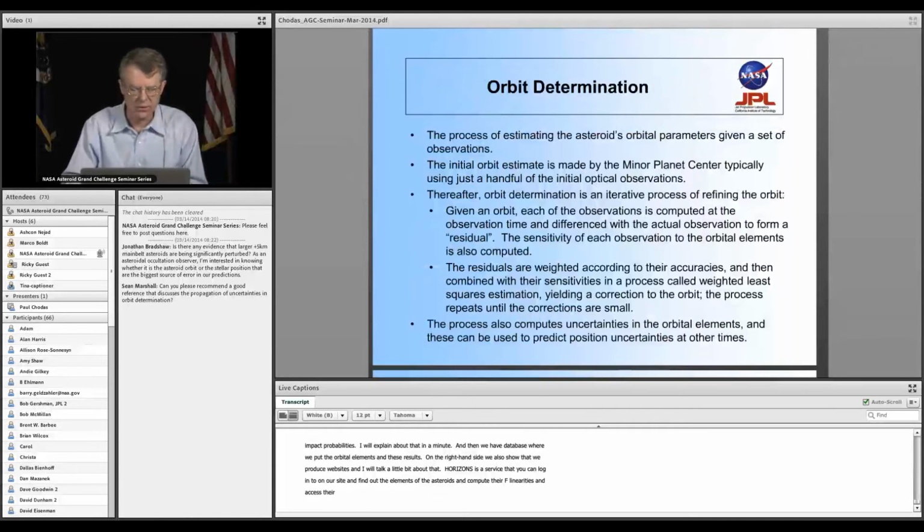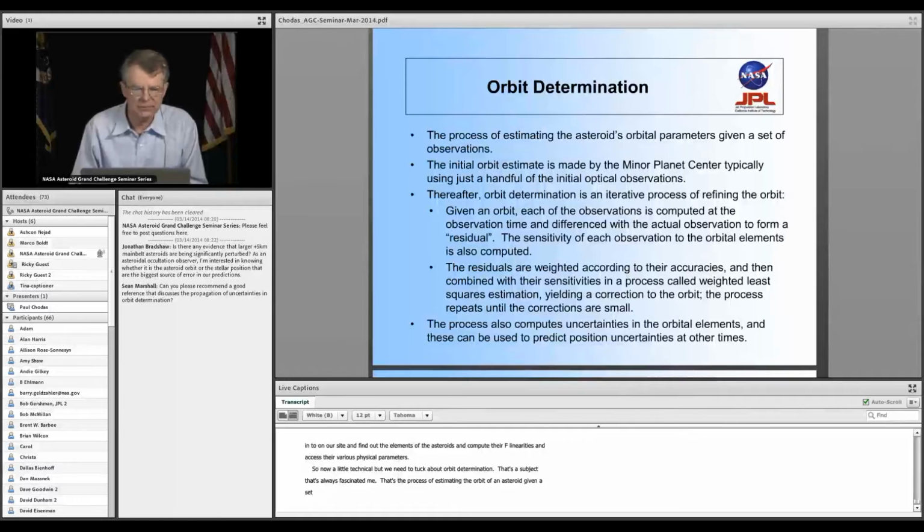And flight projects are also very interested in our products. So now, a little technical, but we need to talk about orbit determination. That's a subject that's always fascinated me. That is the process of estimating the orbit of an asteroid given a set of observations.